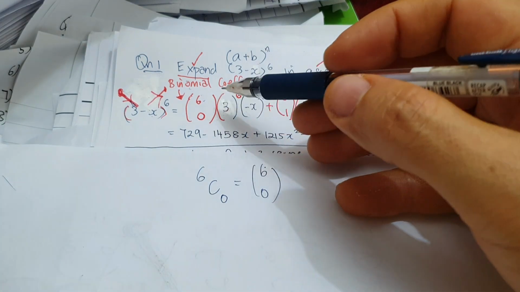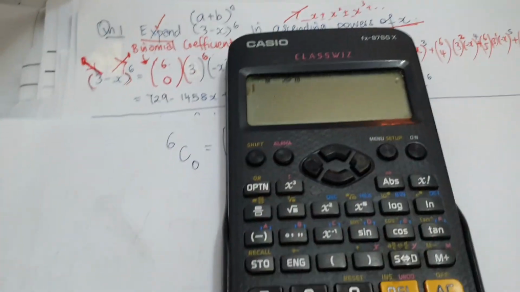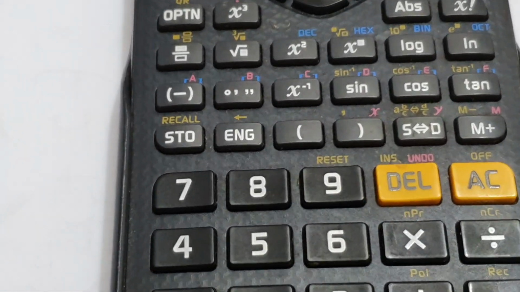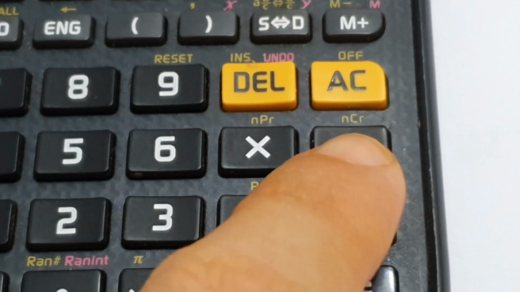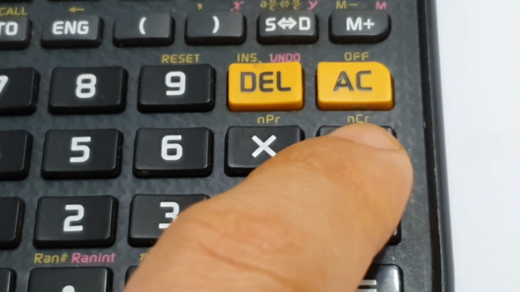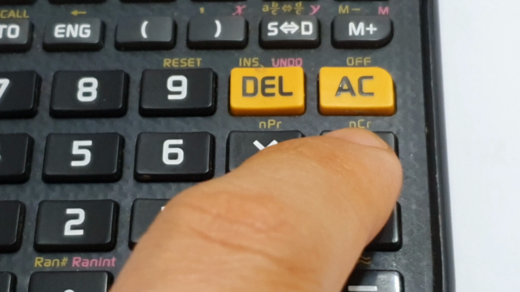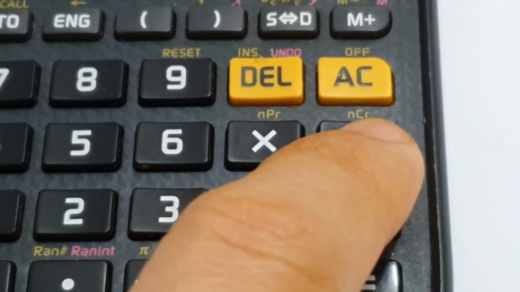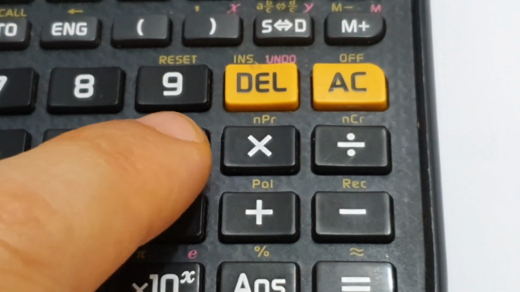Okay, so how do I do this 6, choose 0 on the calculator? You take a look at your calculator. There is this, okay, I look at Casio first. There is this yellow key here above the division sign or division button. Okay, this is the N, choose R. Okay, N is the 6, choose then whatever number there is. Okay, at the bottom. Okay, so how do I press 6, choose 0? You press 6.